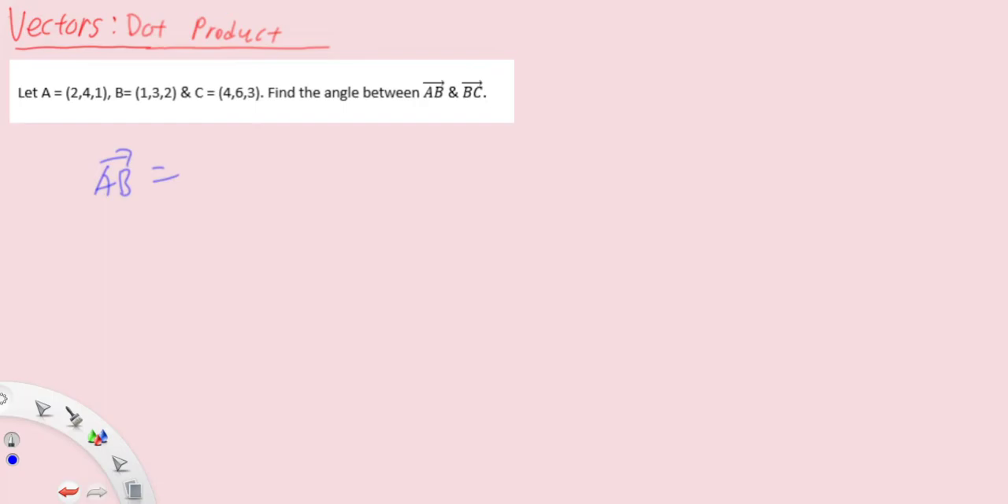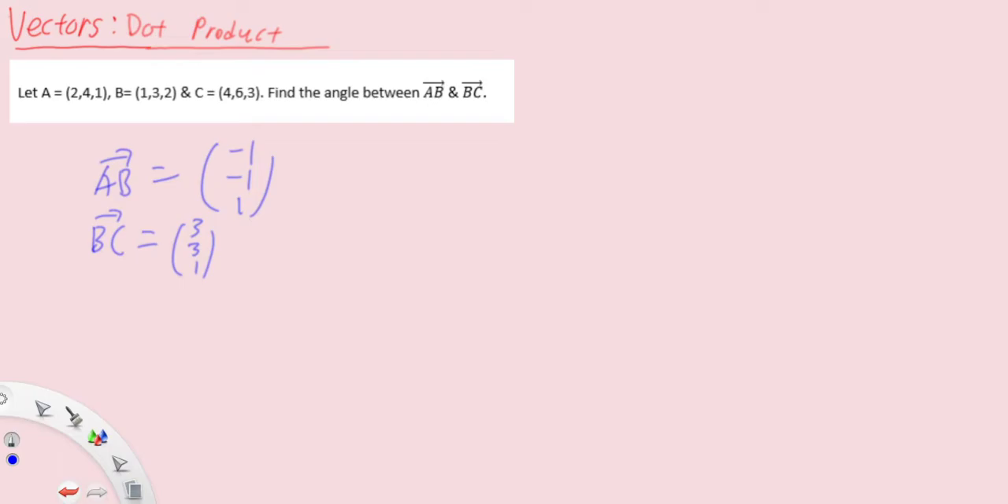So vector AB, simply 2 to 1 is -1, 4 to 3 is -1, 1 to 2 is 1. Alright, so this is what I did. Of course, you can do OB minus OA, or (1, 3, 2) minus (2, 4, 1). That will work as well. But I do it this way because, again, keeping with the very basic definition of vectors, it is going from one point to the other. BC: 1 to 4 is 3, 3 to 6 is 3, 2 to 3 is 1.